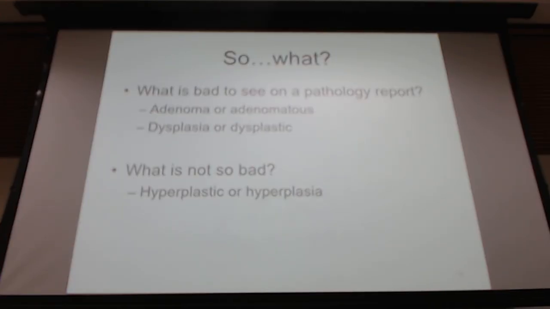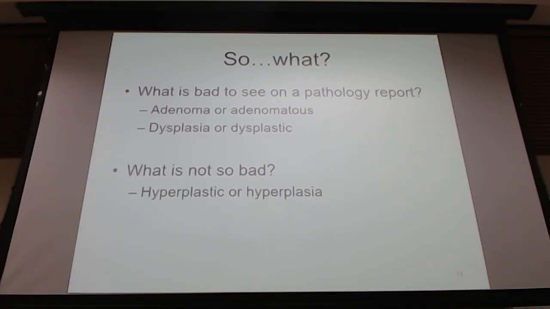So what is bad to see on a pathology report? Something that says adenoma. These are bad words: adenomatous, dysplasia or dysplastic. That is saying that these are starting to look like cancers. It's no bueno. Versus what's not so bad, hyperplastic or hyperplasia.